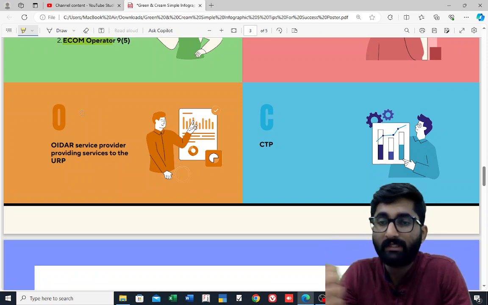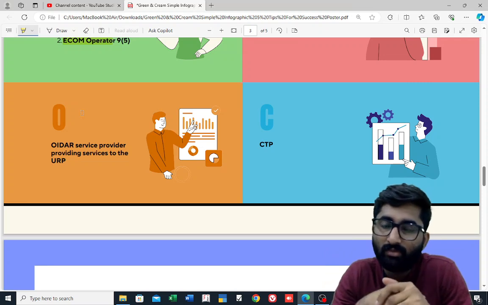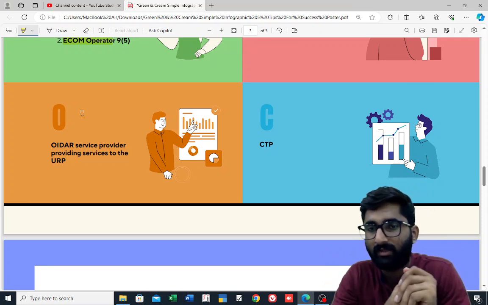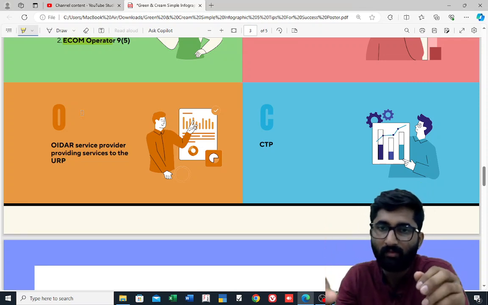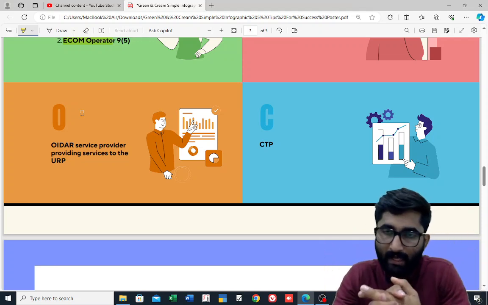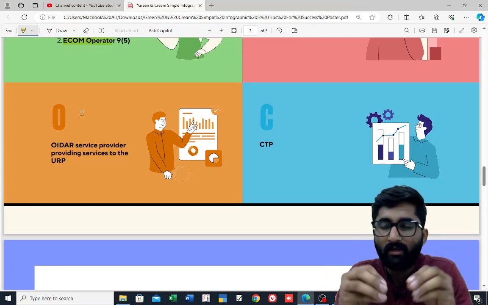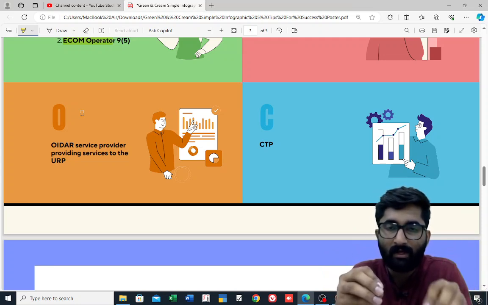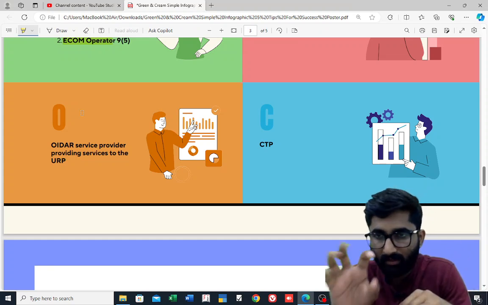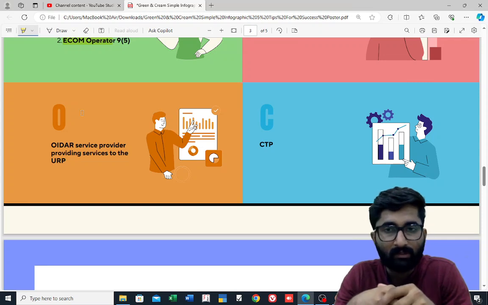Next one O. In ISRO, O stands for OIDAR service provider, providing services to the URP, that is unregistered person. An OIDAR service provider providing services to an unregistered person has to take compulsory registration. We know what is the reason. Usually OIDAR services are provided from outside India to a person who is in India, then it is nothing but importation of services.